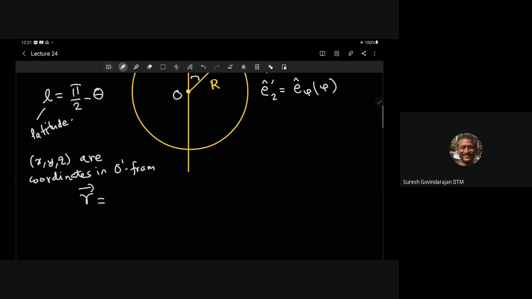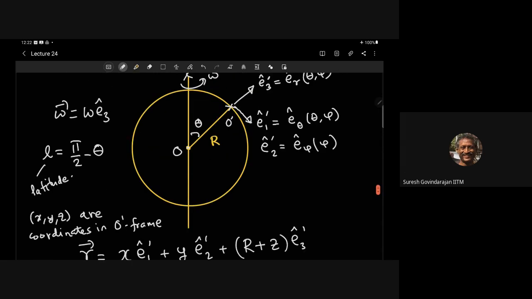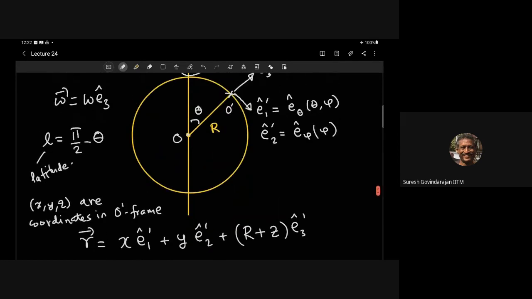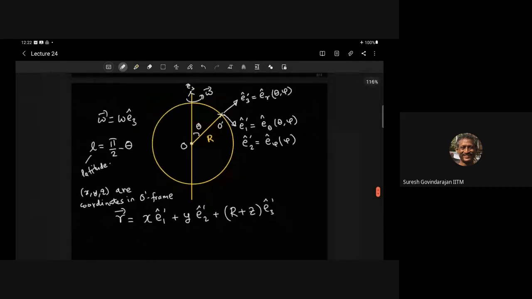So R will be X E1 prime plus Y E2 prime plus Z E3 prime. Okay, so this is a case where R is non-zero, capital R. That's what we have. Is this clear? Everybody is okay with what I have written here? I have shrunk it so you can see the whole diagram.